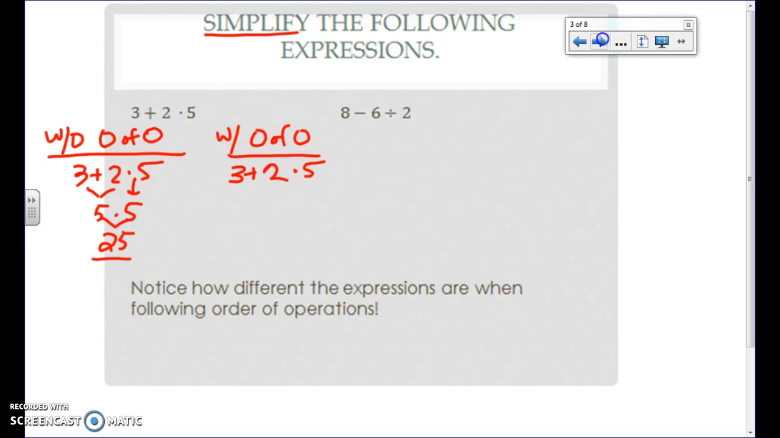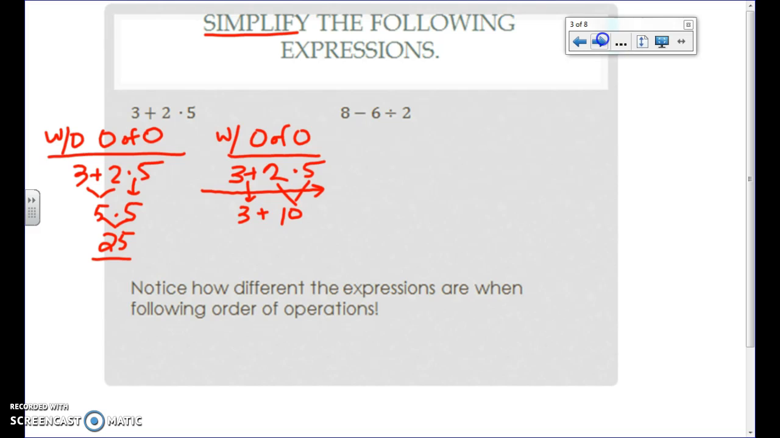I would look first for parentheses, and because there are no parentheses, I can move to step 2. Then I would look for exponents. I don't see any exponents, so then I'll move to step 3: any multiplication or division from left to right. As I move from left to right, the first thing I see is this multiplication, so that's the first thing I'm going to do. So the 3 and the addition sign go right down to the next line because they're not being affected. I'm taking 2 times 5, which is 10.